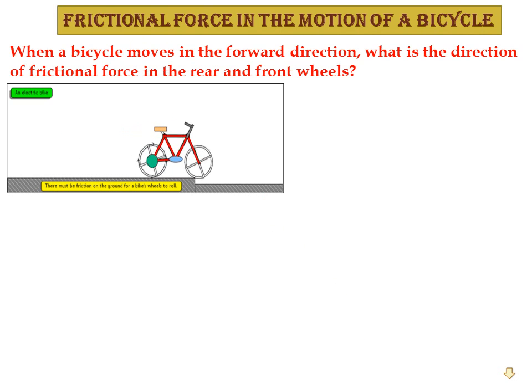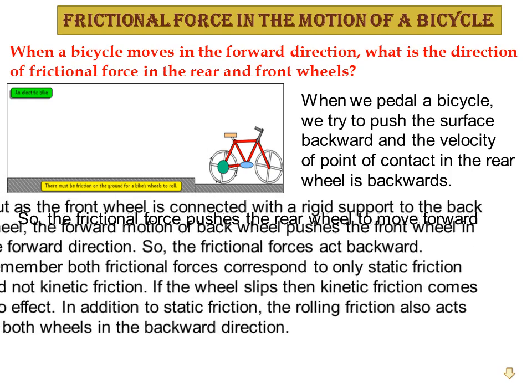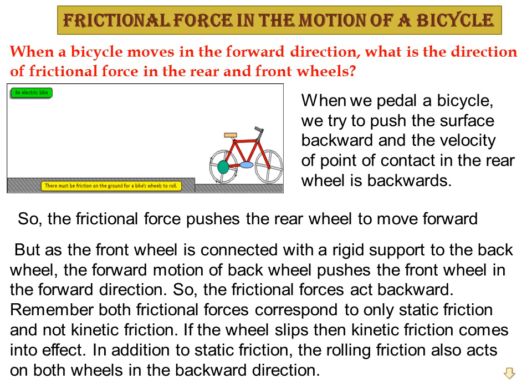Last one, frictional force in the motion of a bicycle. Let's see a bicycle moving. There we can see the frictional force of a bicycle. When a bicycle moves in the forward direction, what is the direction of frictional force in the rear and front wheels? When we pedal a bicycle, we try to push the surface backward and the velocity of the point of contact in the rear wheel is backwards. So the frictional force pushes the rear wheel to move forward.